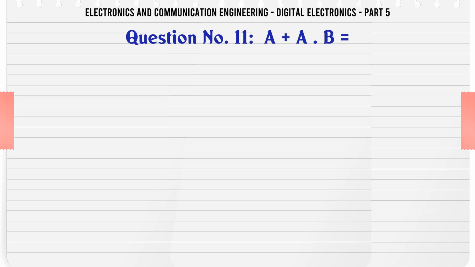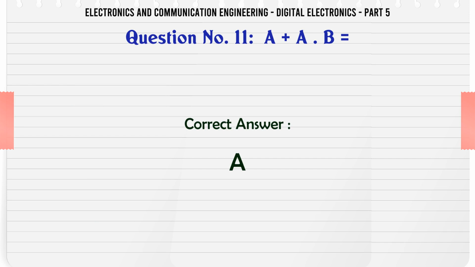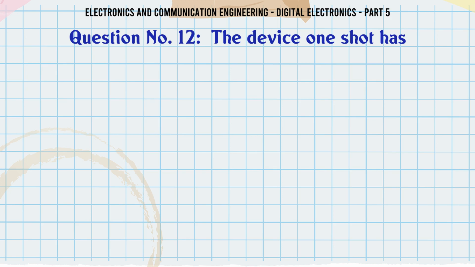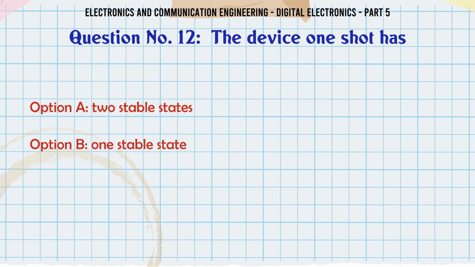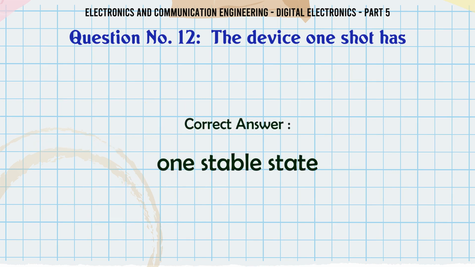A. A, B. AB, C. BA, D. A or B. The correct answer is A. The device one shot has: A. 2 stable states, B. 1 stable state, C. either 1 or 2 stable states, D. no stable state. The correct answer is 1 stable state.